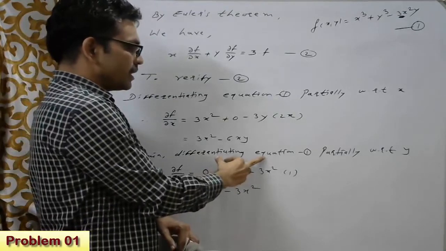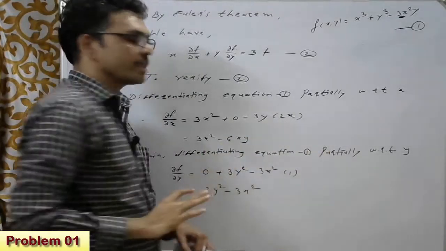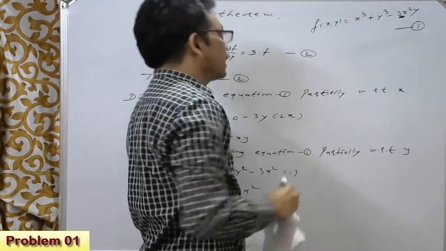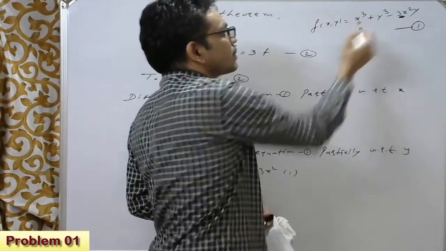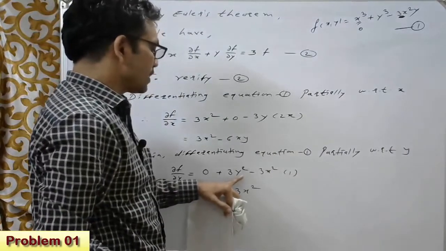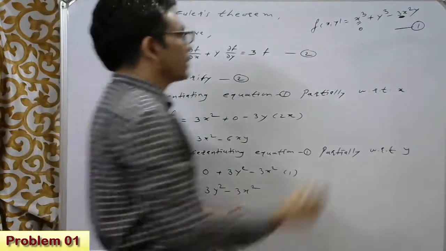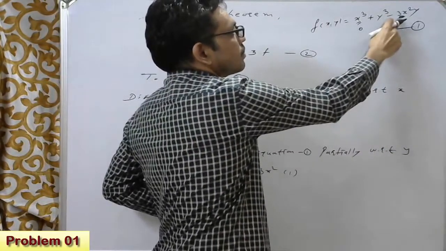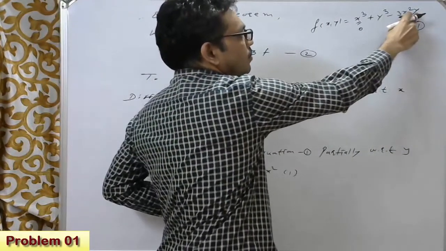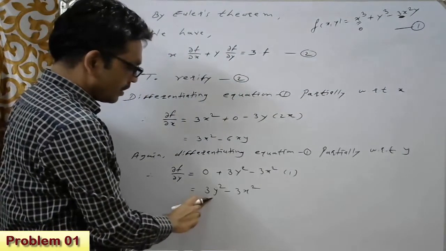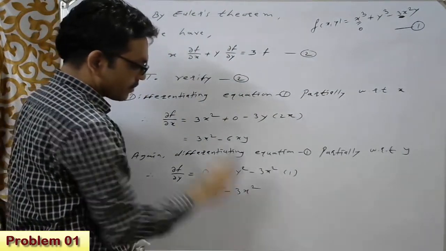Here, differentiating equation 1 partially with respect to y, treating x as a constant, the derivative of the constant term is 0. The derivative of y cube is 3y square. Here treating x as constant, 3x square is constant and the derivative of y is 1. Therefore, del f by del y is equal to 3y square minus 3x square.